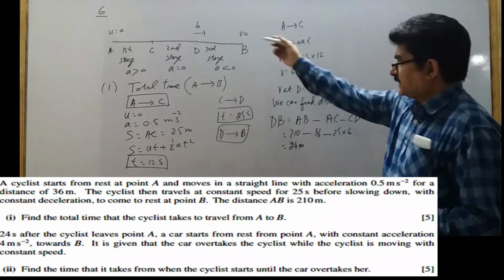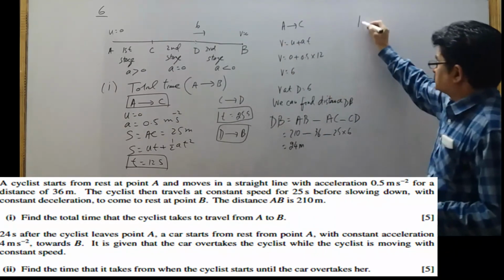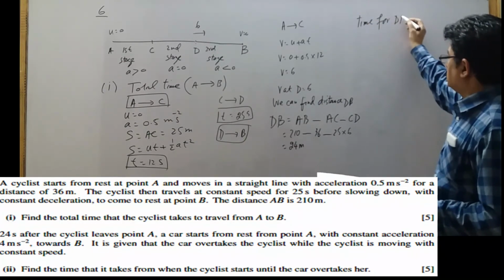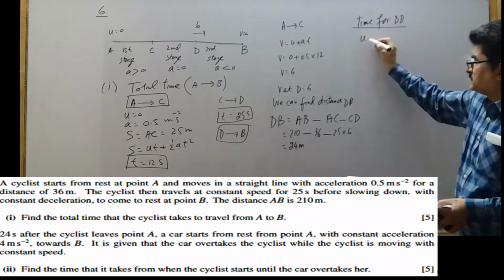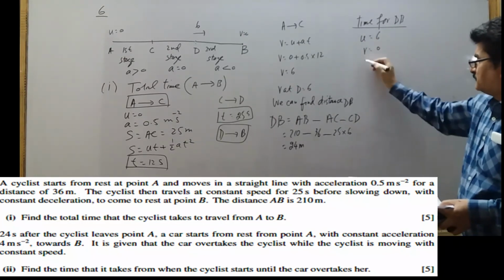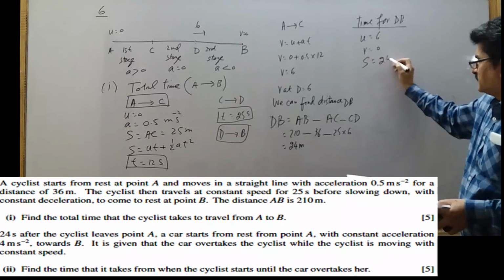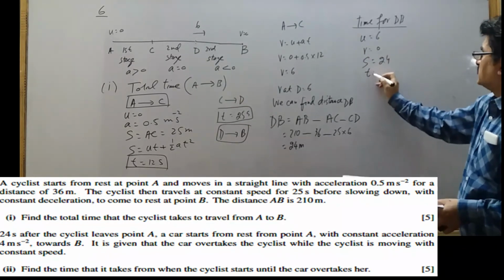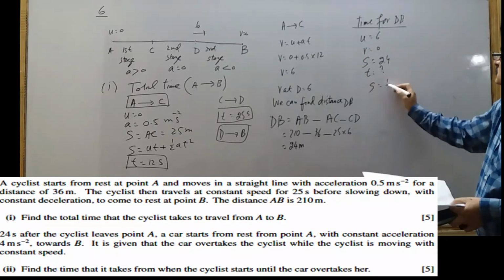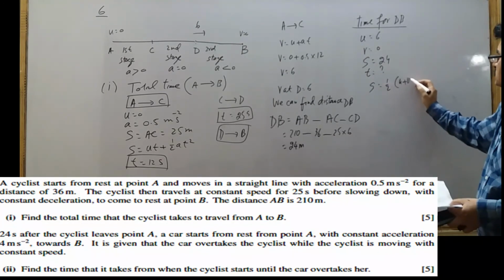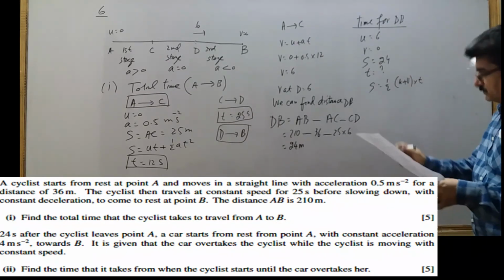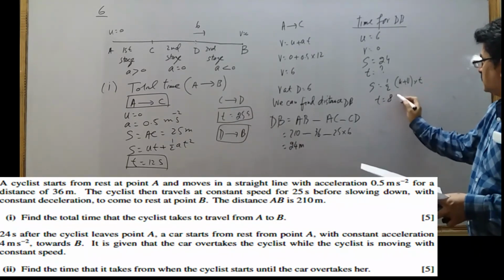And then we find the time for the last part, the time for D to B. Now we have initial velocity 6, final velocity 0, and we have found the displacement, it is 24. We need time. So applying the formula, S is equal to half into (U plus V) into T, you can find the time to be T equal to 8 seconds.